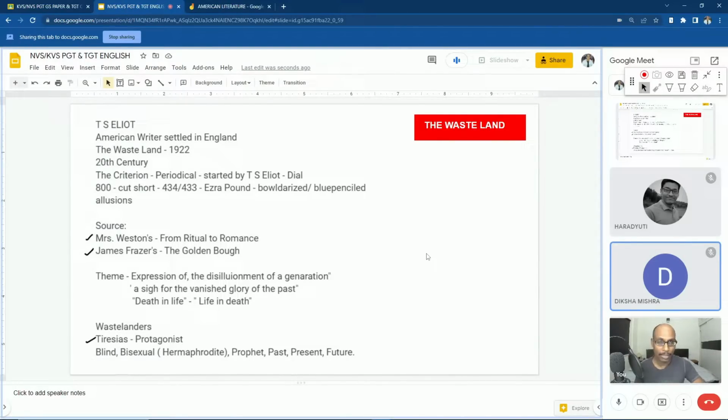The questions will come from these parts. They will give you five parts of this poem, and they'll ask you which one is rightly organized or arranged. So the poem begins with the burial of the dead. Second part is a game of chess. Third part is the fire sermon. Fourth one is death by water. Fifth one is what the thunder said. Goji, can you quickly tell me what are the five parts of this poem?